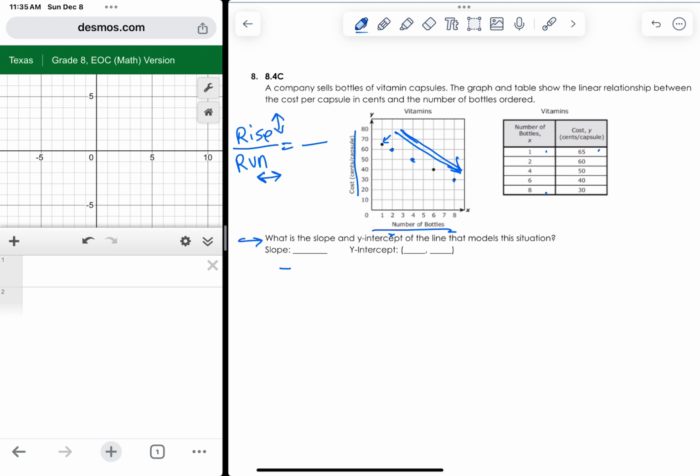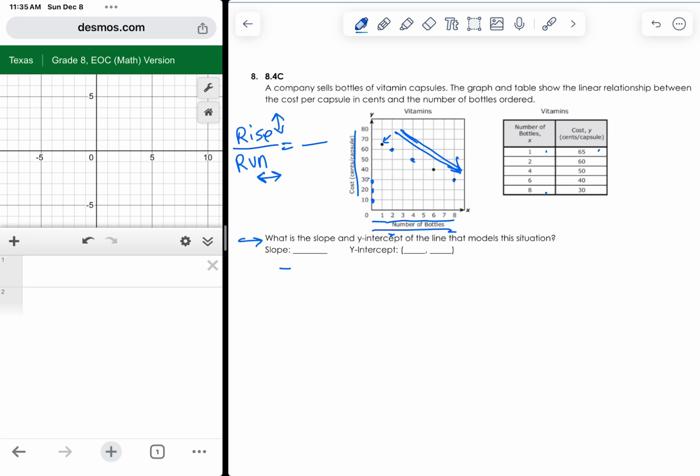The next question I want to ask myself is, what is this graph counting by? Well, on my x-axis, it's counting by ones. Each box is worth 1. On my y-axis, however, it's going up by tens, 10, 20, 30. So I know as I move up and down, I'm going to be counting by tens.